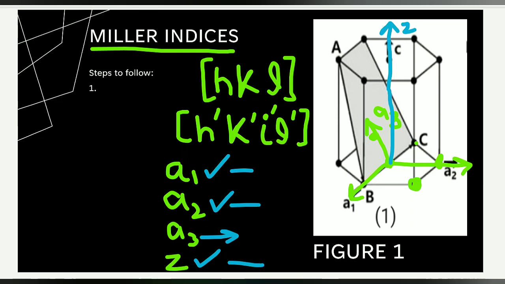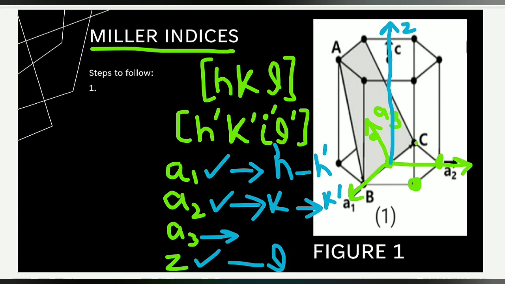So after finding out coordinates, we'll perform some operations on them, and after that we'll get the indices. Corresponding to A1 coordinates, after performing the operations we'll get the H index. After performing operations on A2, you will get the second index, which is K. And after performing operations on Z, you will get the third index, which is L. So you will get H, K and L, which are the Miller indices, corresponding to these axis lines. And similarly, from H, you will get H prime after performing some operations. Corresponding to K, you will get K prime. Corresponding to A3, you will get I prime.